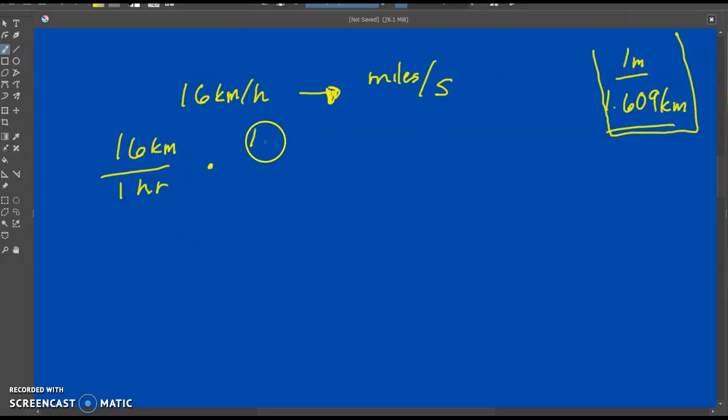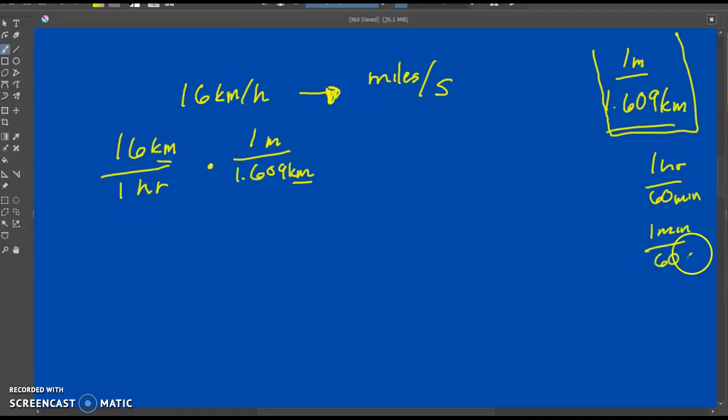So what I'm going to do is I'm going to write it as 1 mile over 1.609 kilometers. That way, when I do this math, this kilometers here is going to cross out with this kilometers over here. All right. I also need to get these hours to be seconds. So just like before, I know that I have 1 hour is 60 minutes, and I know that 1 minute is 60 seconds. All right, and I can fill these in to get these into seconds.